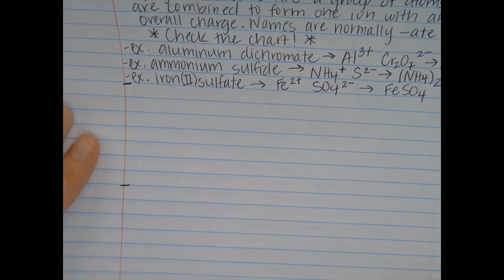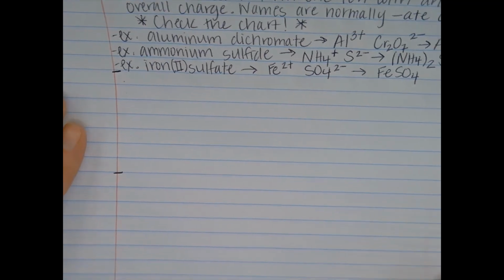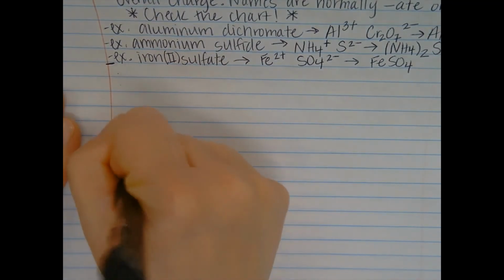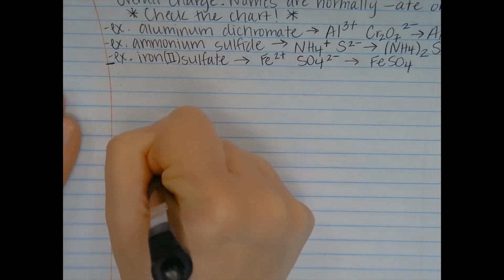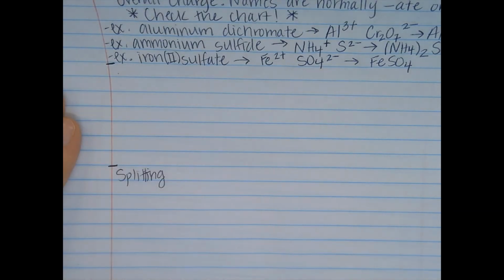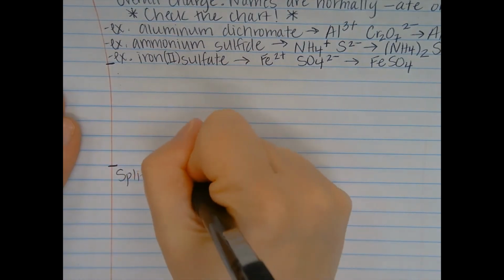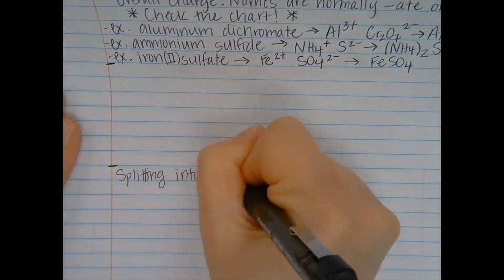Okay, now let's split them up. So if we can form them from the name, let's split them up into ions. And again, this gets really important when we start doing chemical reactions and anions and cations switch partners and make new compounds. We need to know how they do that, okay? And this is the first step. So we're going to split this up. Splitting into ions.